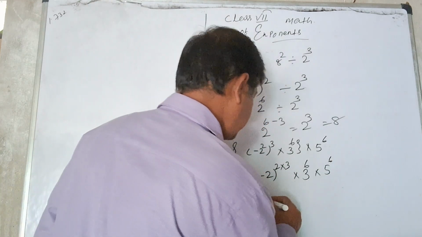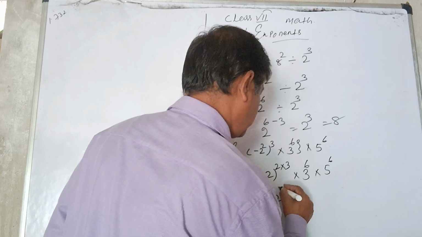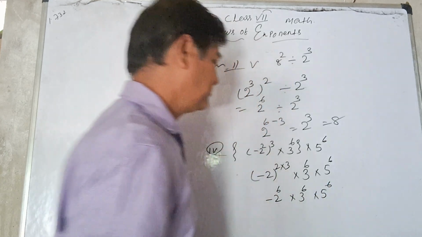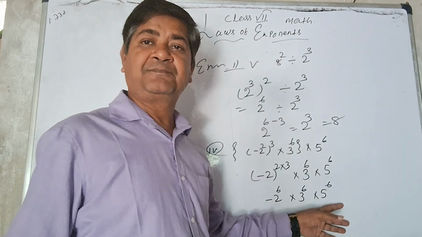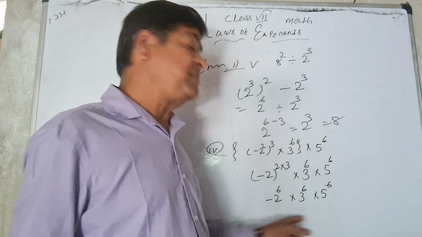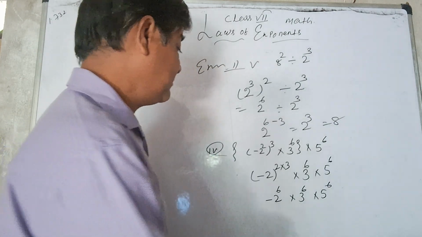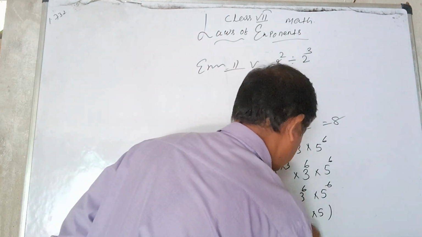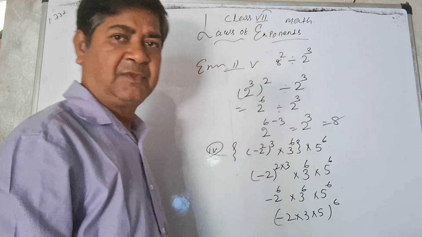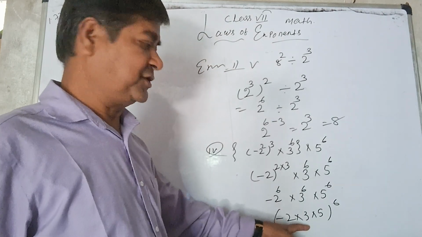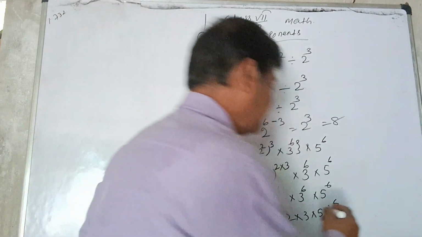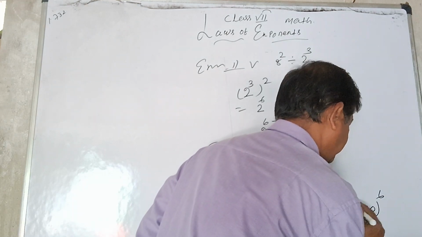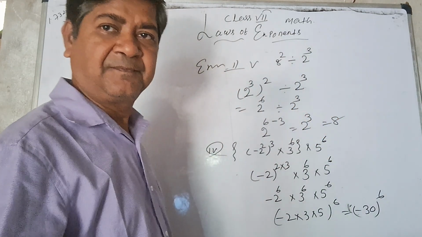Here, minus 2 to the power 6, into 3 to the power 6, into 5 to the power 6. Power remains same, we will multiply the bases. Minus 2 into 3 into 5, whole to the power 6. 2 threes are 6, 6 fives are 30. The answer will be minus 30 whole to the power 6.